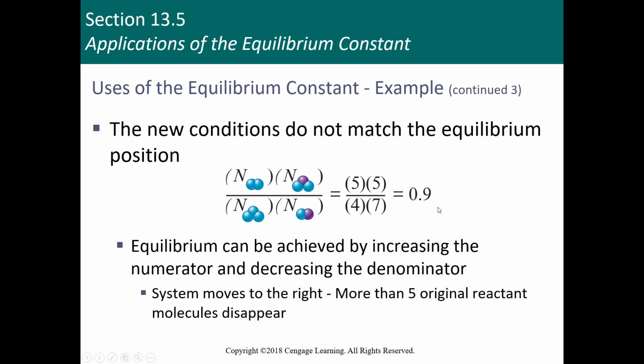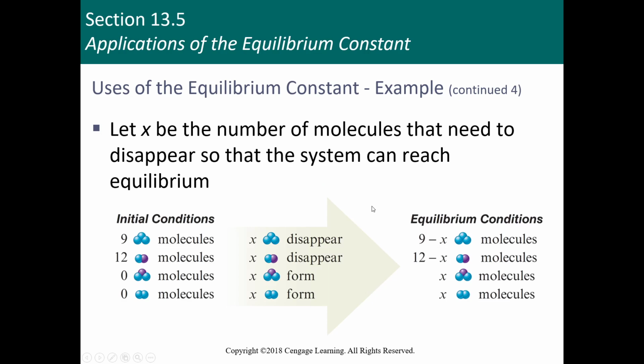Now, how could equilibrium be achieved? Well, we would have to increase the numerator and decrease the denominator. We're too low of a number here, right? How would you make the number bigger? Well, you'd increase the numerator, decrease the denominator. And so, if we move more from the denominator to the numerator, we are going to reach equilibrium.